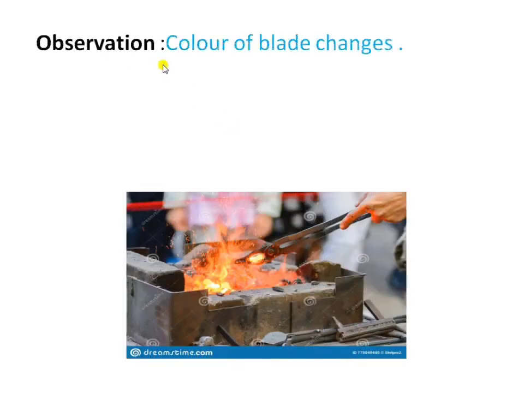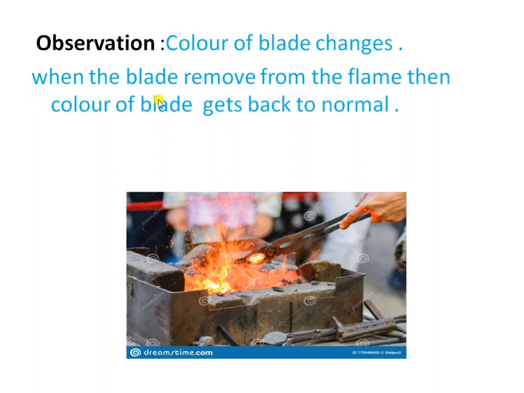So the observations are, the color of the blade changes. If you heat one end of the hacksaw blade over the flame, then the tip of the blade becomes red hot. The second question is, if you remove it from the flame after some time, what will happen? When the blade is removed from the flame, the color of the blade gets back to normal, it changes into a gray color, its original form. So heating of a hacksaw blade is a physical change which can be reversed easily.